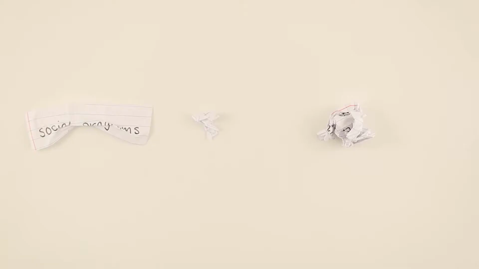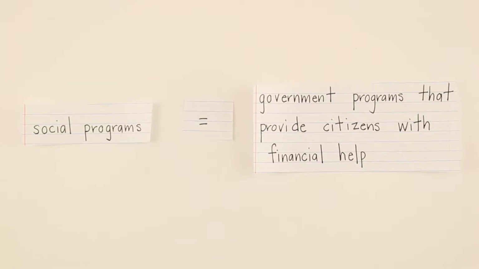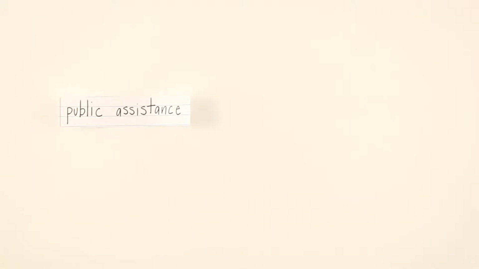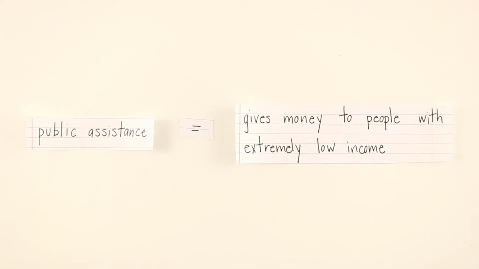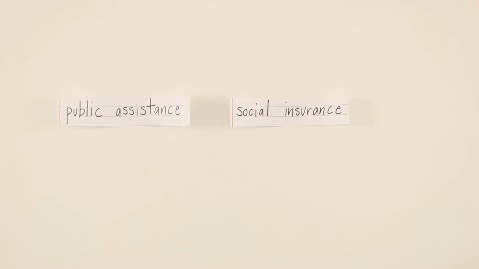Government programs that provide citizens with financial help are called social programs, and today's social programs are divided into two categories: public assistance and social insurance. Public assistance gives money to people with extremely low income. Social insurance programs help people who are unemployed, sick, or elderly. First, we will discuss public assistance programs.